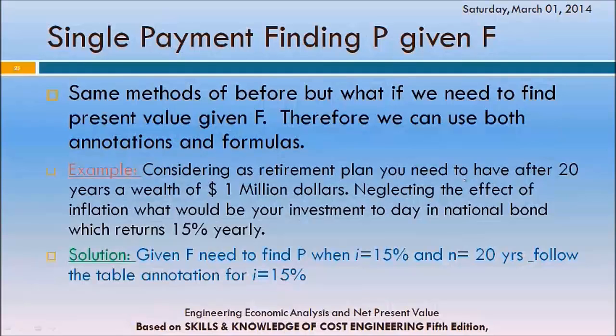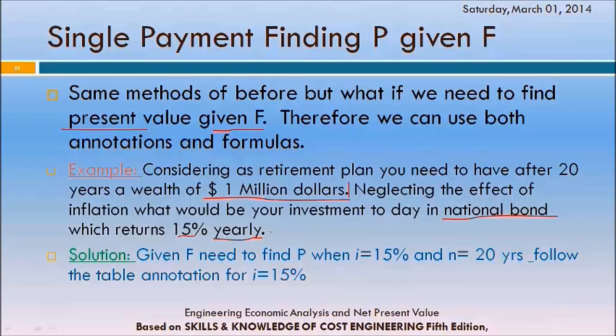Now this is an interesting example. Let's read and see. If we want to calculate P, the present value, given the future value, we are also going to use the notation or formulas. I prefer, as we said before, the notation. So let's read the example. It says, considering that as a retirement plan, you need to have after 20 years a wealth of $1 million. Neglecting the effect of inflation, what would be your investment today in national bonds which return 15% yearly?